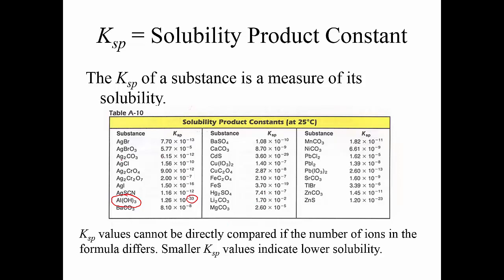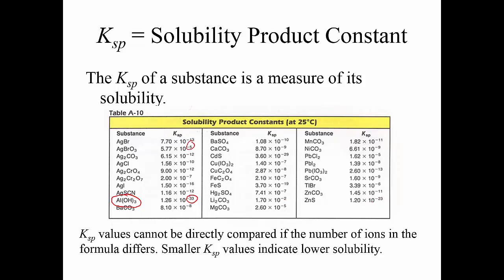The most soluble would be silver bromate, but this still is not very soluble. Okay, look down at this one. Lithium here is fairly soluble compared to over here. Zinc sulfide is pretty insoluble.